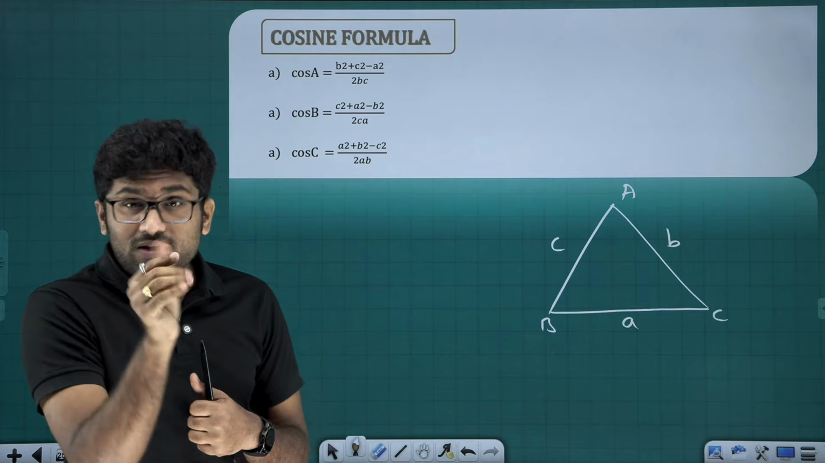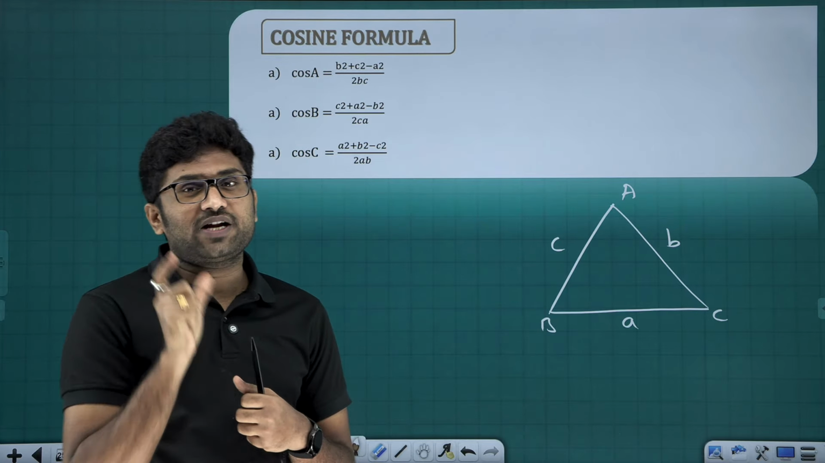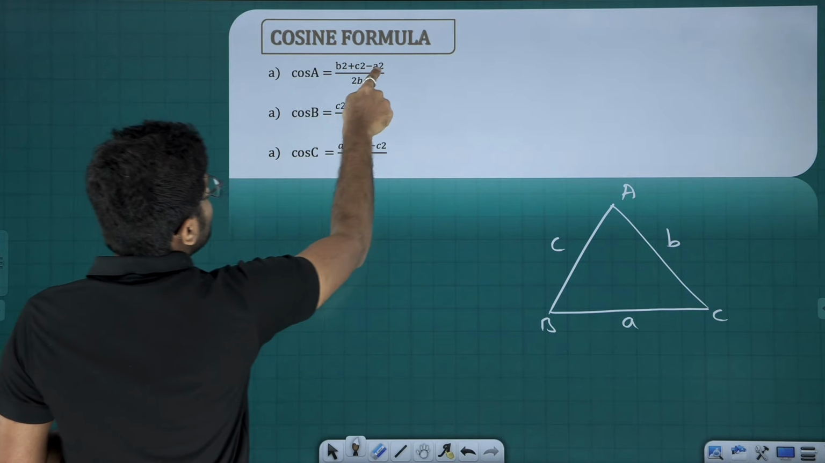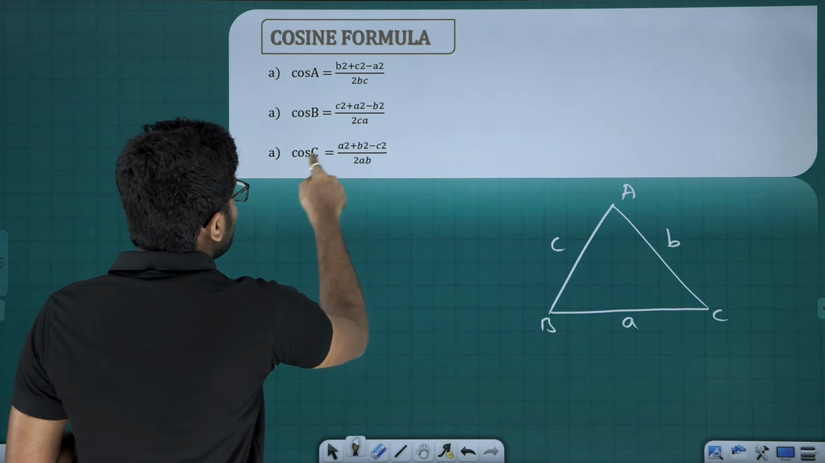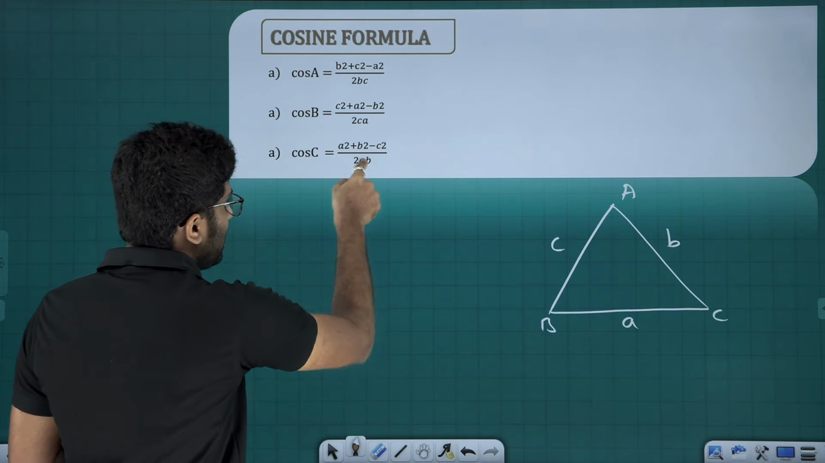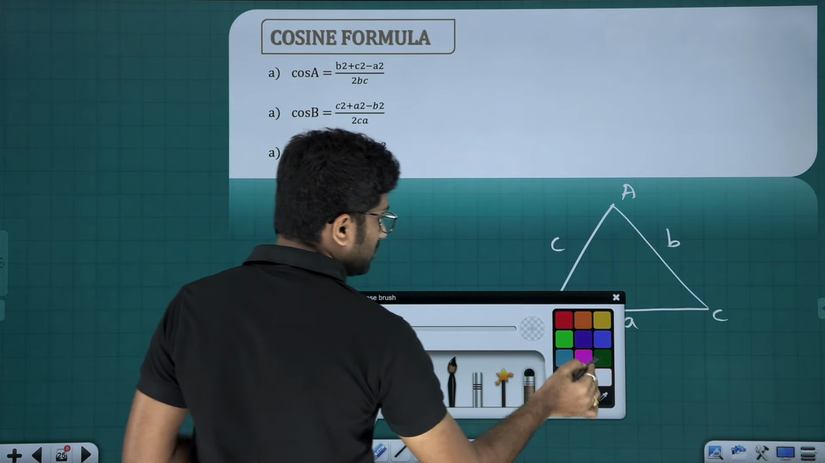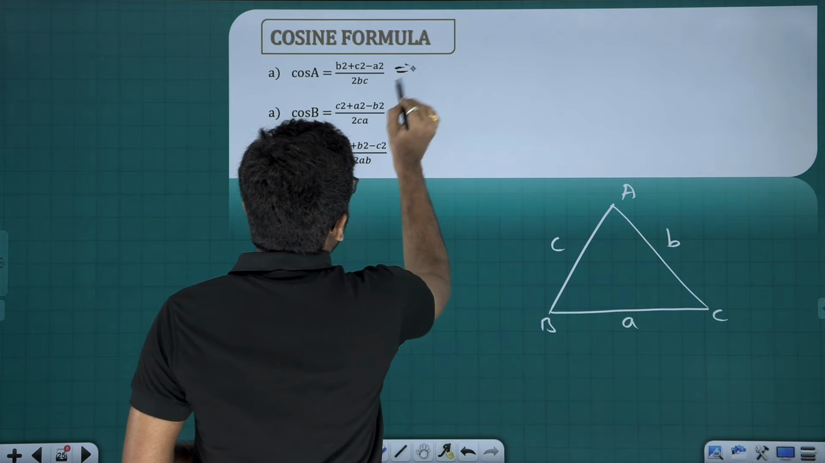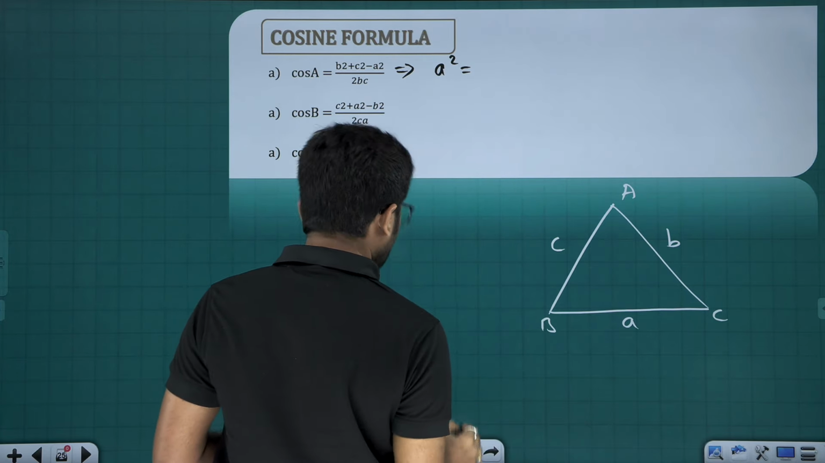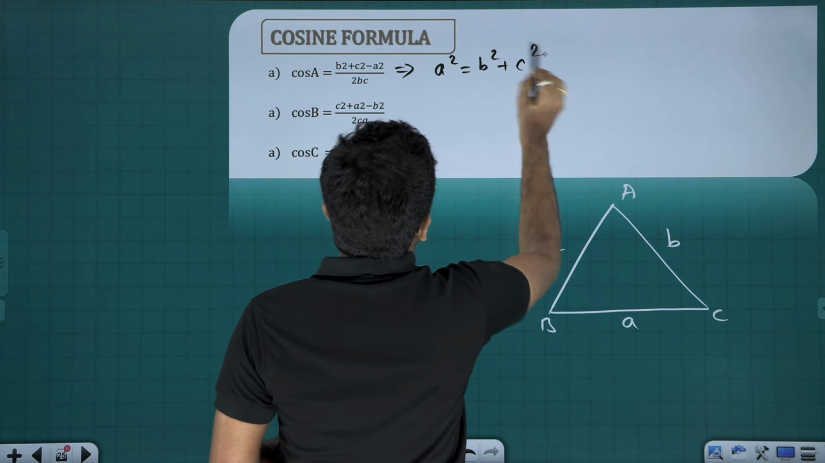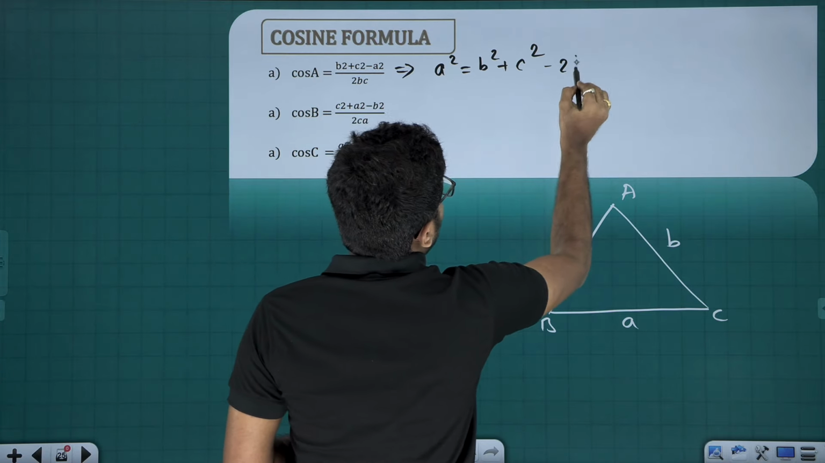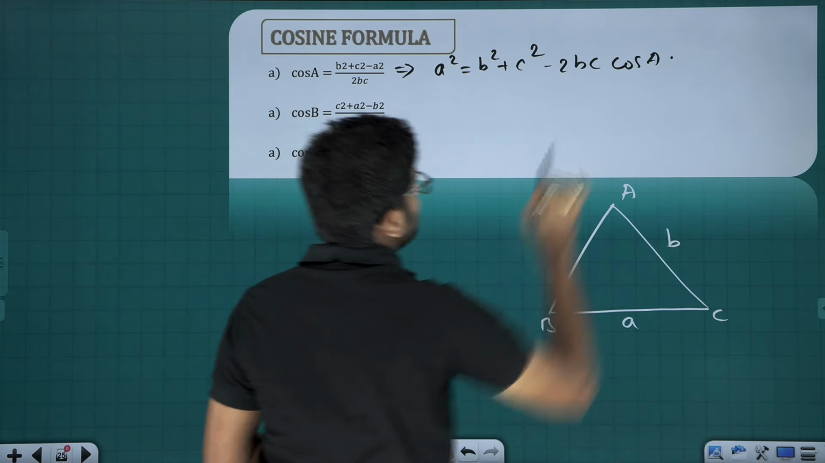We can remember this. There is one good thing with respect to properties of triangle formulae. All the formulae can be remembered by using symmetry, friends. See, for A, only minus a square; for B, minus b square; for C, minus c square. Except C, the remaining are a square plus b square minus c square by 2ab. And also we have a square is equals to b square plus c square minus 2bc cos A.